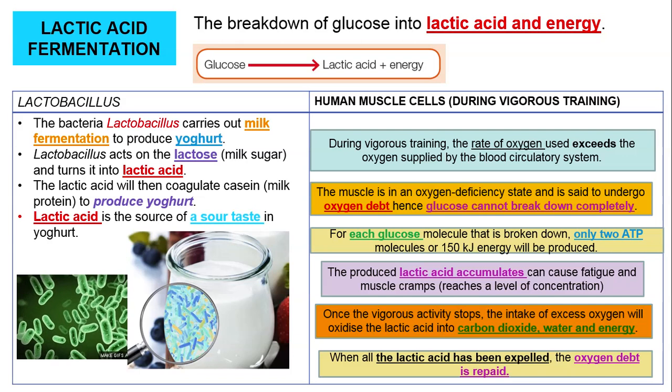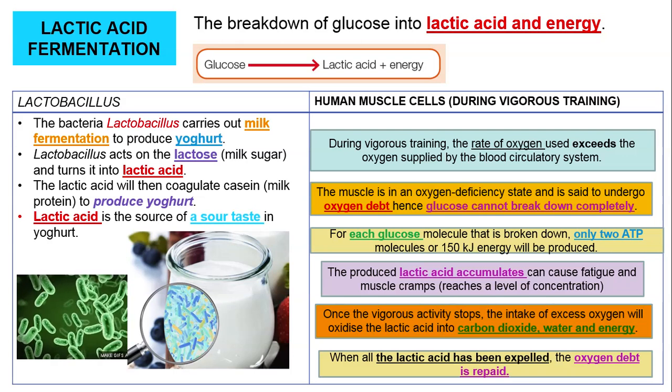Next, we discuss the human muscle cells during vigorous training or heavy activities. During the activities, the rate of oxygen use exceeds the oxygen supply. So what happens is the muscle is in a condition of lack of oxygen, and it is said to undergo oxygen debt. Hence, the glucose cannot break down completely. For each glucose broken down, only 2 ATP molecules are produced.